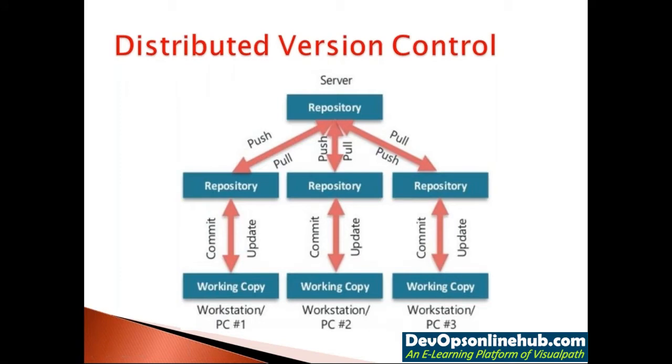Next, the distributed version control system. An example of a distributed version control system is Git. Here you can see one stage is added, a repository. From the previous one, we can say that this one stage, the repository, is added here.